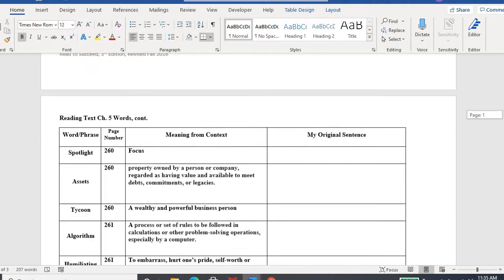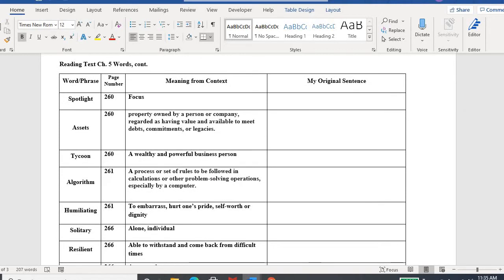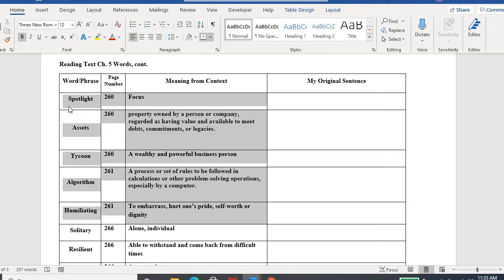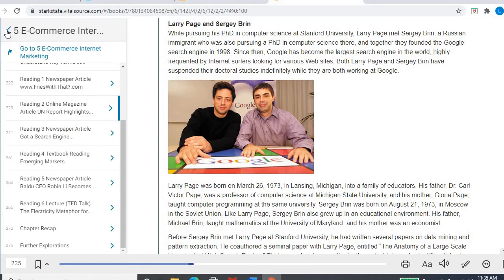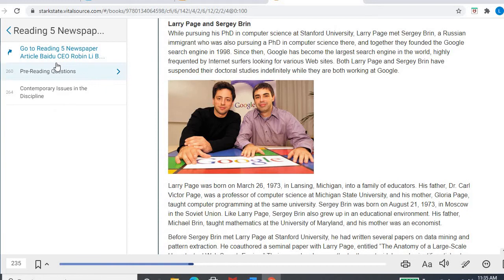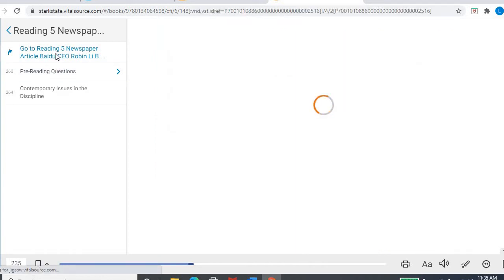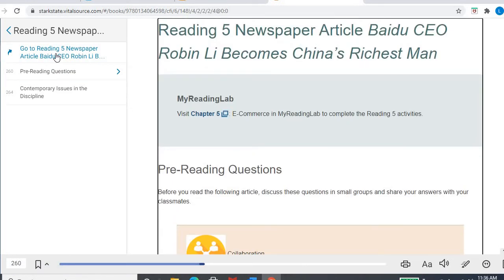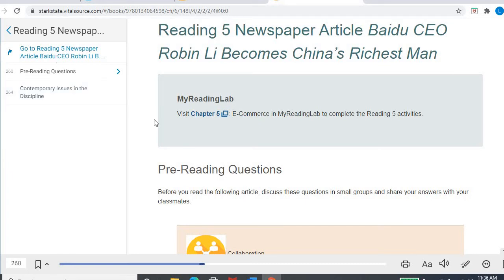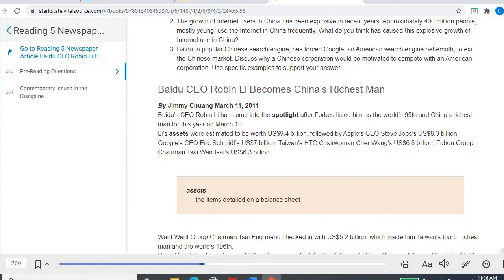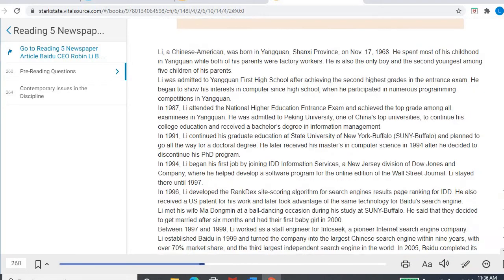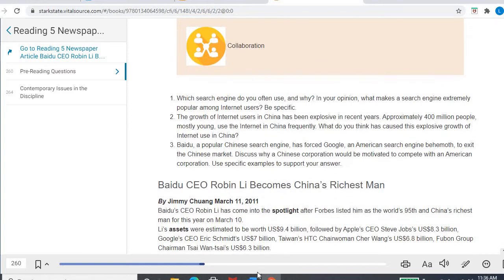Now we're going to go to the back of our study guide, and we're going to see that the words spotlight down to humiliating, right here, are going to come from another one of our readings from our text and skill practice sheet. So I'm going to go back here, and it is the CEO reading: The Baidu CEO, Robin Li, Becomes China's Richest Man. We already talked about this in our text and skill chapter video, so the reading itself should not be new, but now we're going to focus on the words.